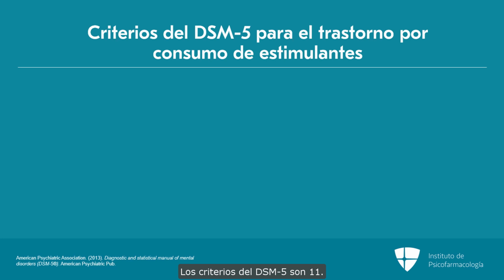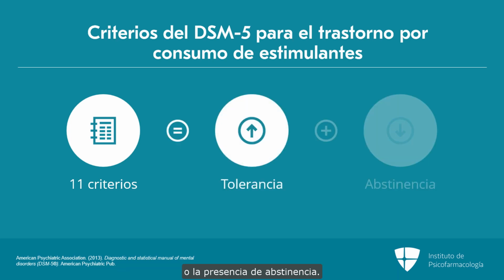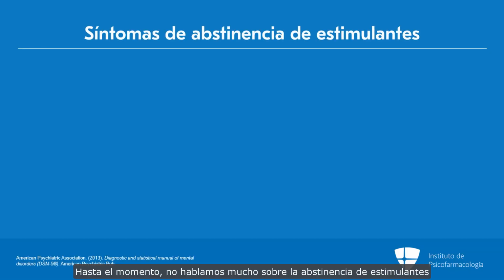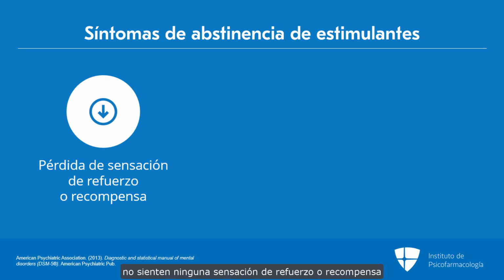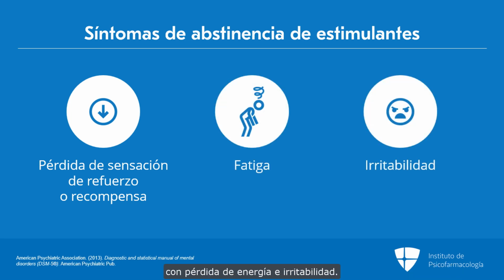The DSM-5 criteria are 11 criteria. The first two criteria are the existence of tolerance or the presence of withdrawal. And we haven't talked much about stimulant withdrawal, but what typically happens, because stimulants are so activating, when the stimulants are stopped, people don't feel any sense of reinforcement or reward, and they feel like life is very bland, but they also can be very fatigued, loss of energy, and very irritable.